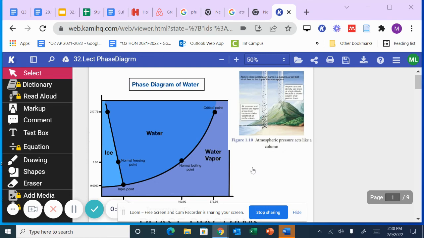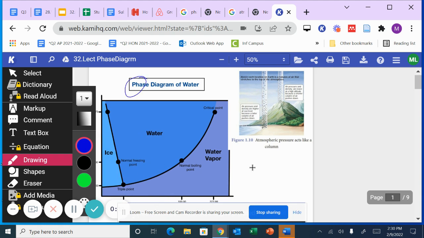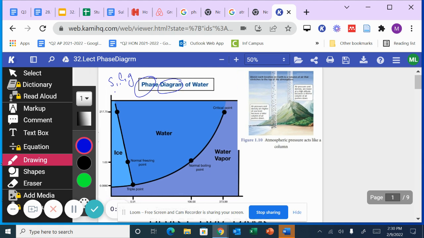Let us talk about phase diagrams. So this is a phase diagram for water. Phases correspond to solid, liquid, gas. And it's a diagram or a picture that tells you if they're solids, liquids, or gases. So for example, this is the phase diagram for water.